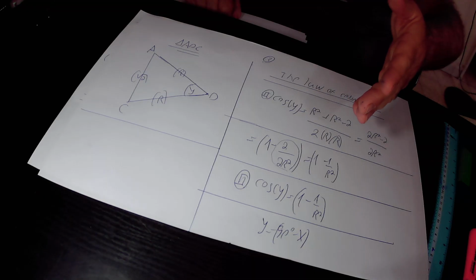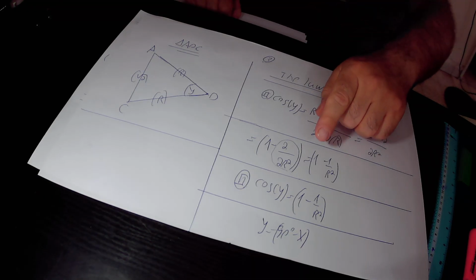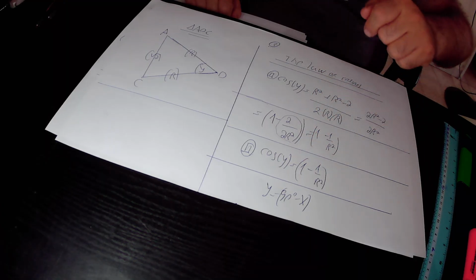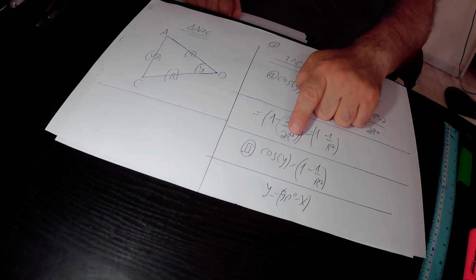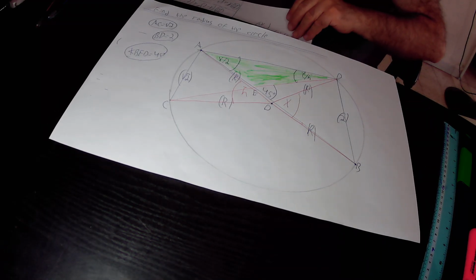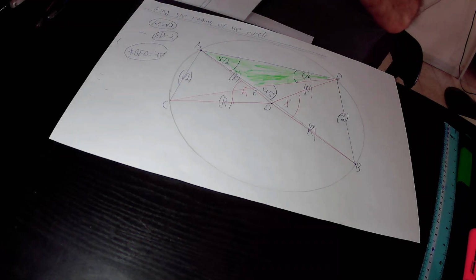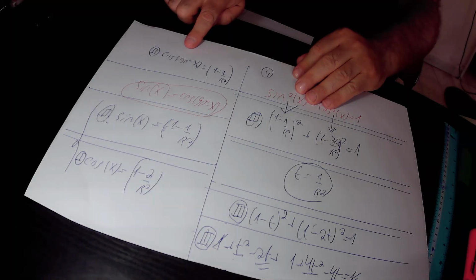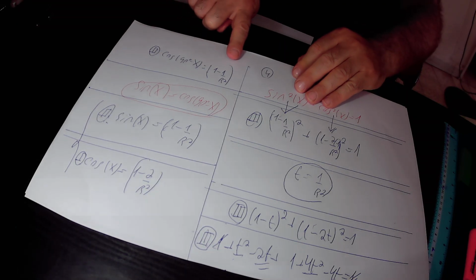This is according to equation 2. In the beginning of the lecture, we found that y equals 90 degrees minus x. So we can substitute y in equation 2 by 90 degrees minus x. We did it, and we found that cosine y is cosine of 90 degrees minus x, and it equals 1 minus 1 over R square.